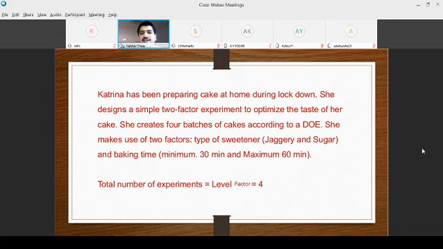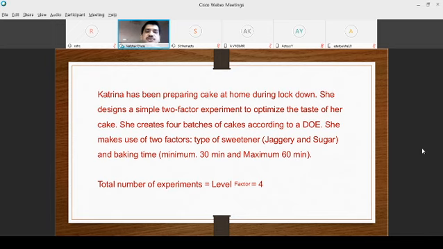that is type of sweetener and baking time. Type of sweetener: jaggery and sugar. So the 2 sweeteners that are being used by Katrina are jaggery and sugar. Baking time: minimum 30 minutes, maximum 60 minutes.